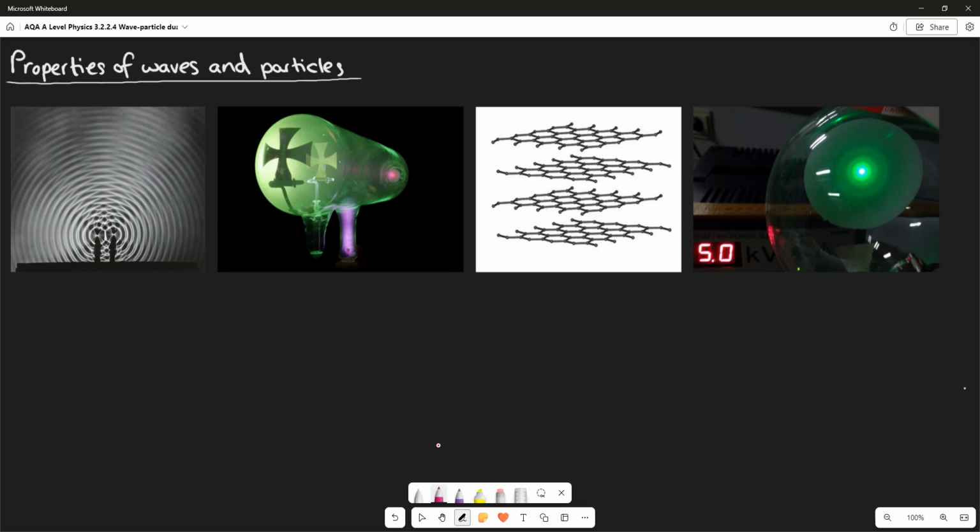Let's have a look at properties of waves and particles. So this diagram here on the left, we can see two dippers. These are needle-like structures connected to an oscillator, and what they do is they go up and down and they touch the surface of a liquid. So if we were to view this side on, we would see the surface of the liquid, and this dipper oscillates up and down and it touches the surface and creates waves that spread out from this center point here.